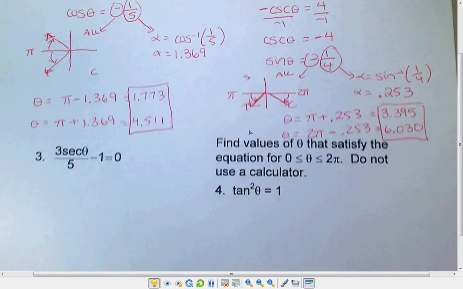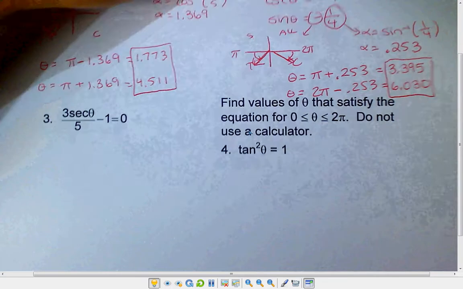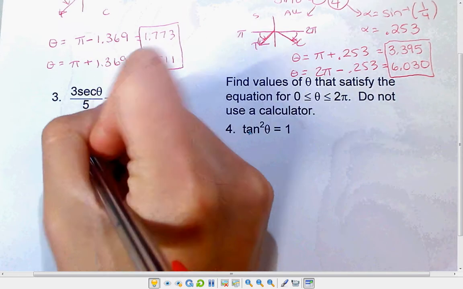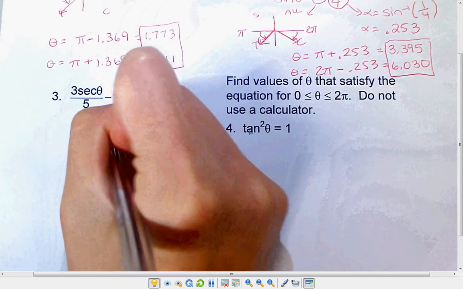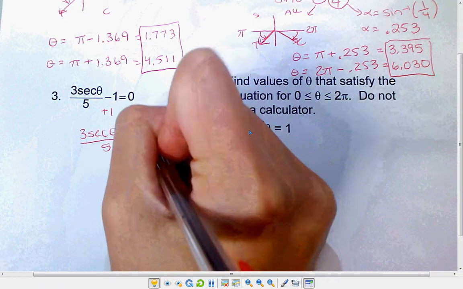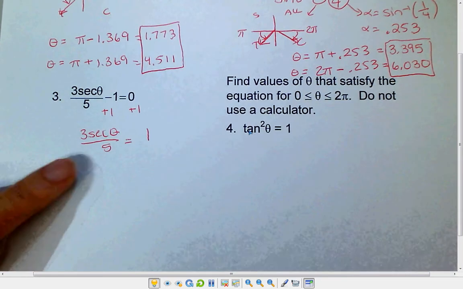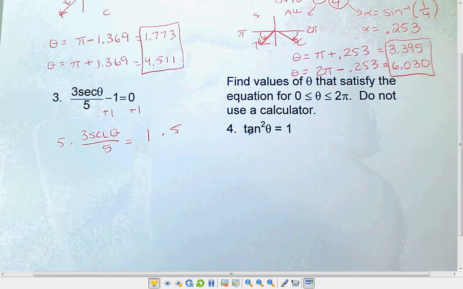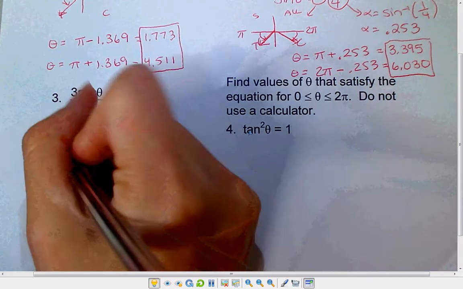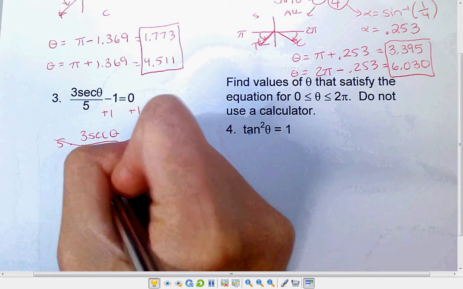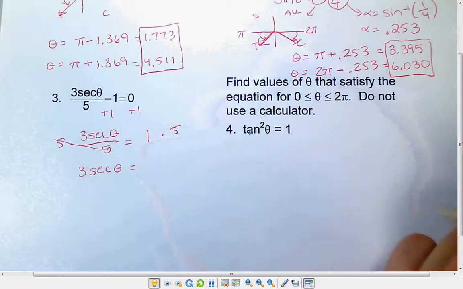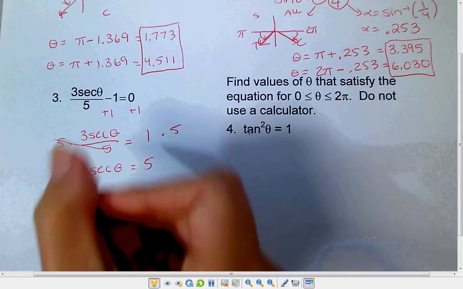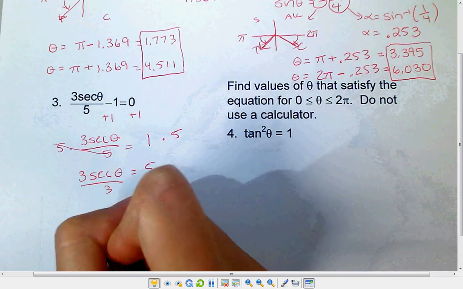Okay, let's do number 3. So your first step here is to get rid of the minus 1 by adding 1 to both sides. 0 plus 1 gives you 1. To get rid of this dividing by 5, we're going to do the opposite, which is multiplying by 5. Once we multiply, we're left with 3 secant of theta equals 1 times 5 gives you 5. We're going to divide by 3.